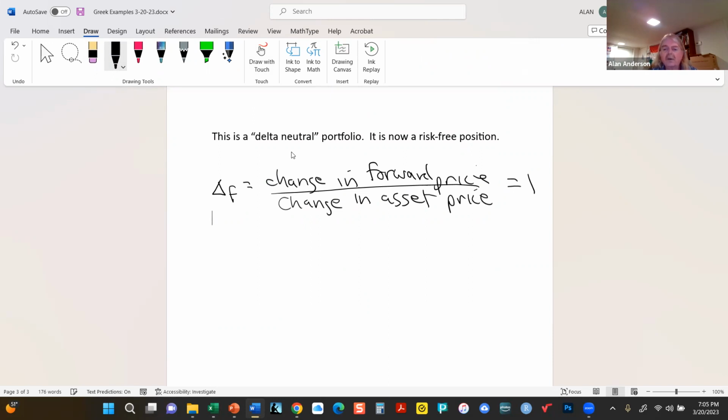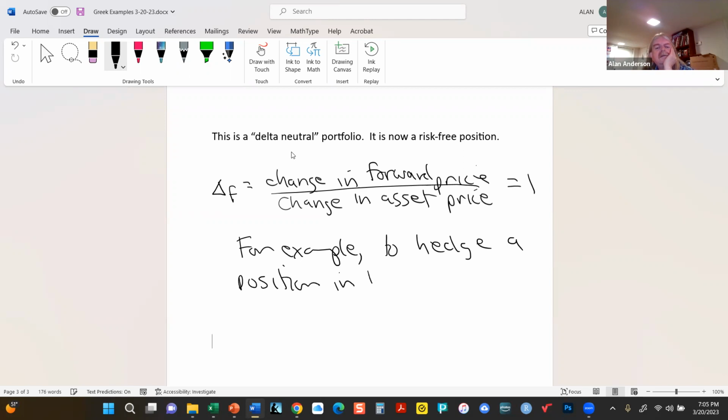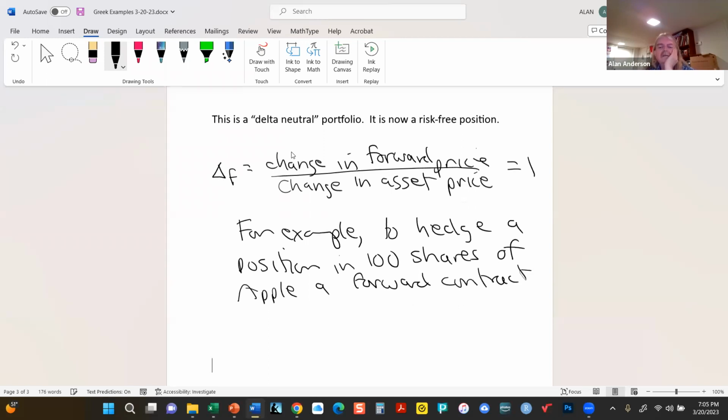And it turns out that they're both 1. I mean, it's also 1. Okay. So in other words, let's say that to hedge a position in 100 shares of Apple, a forward contract would be entered into on 100 shares.